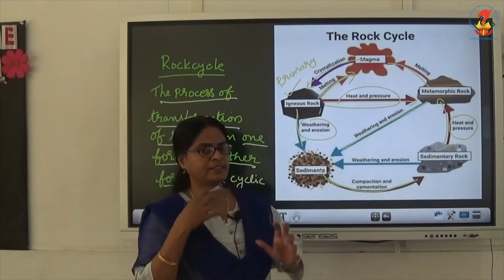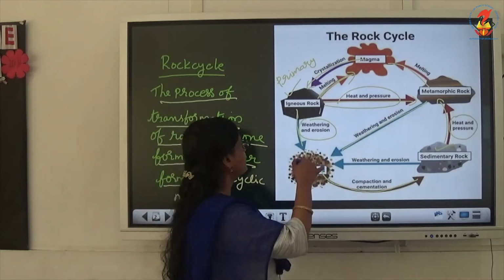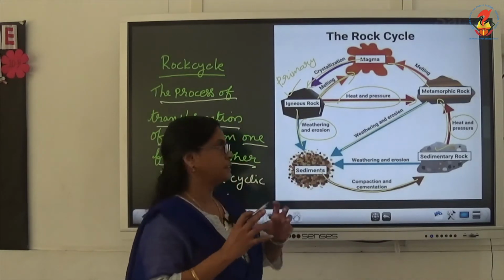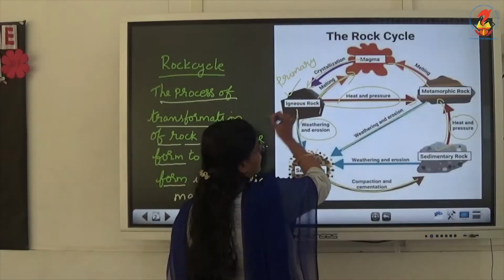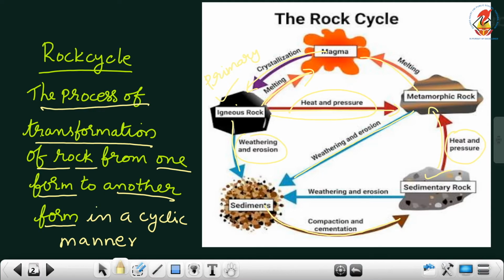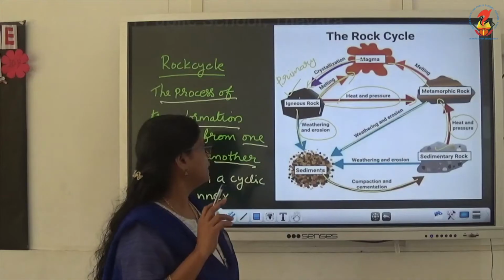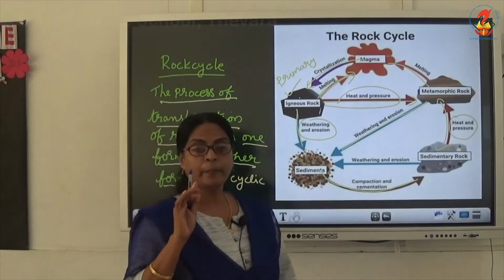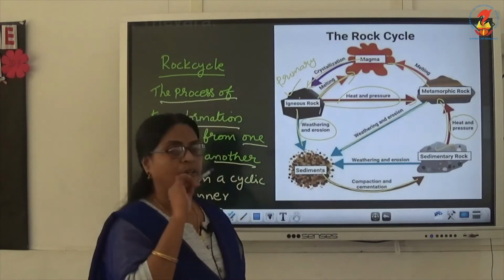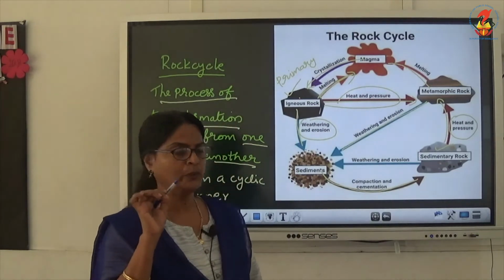So this is like a chain. Children, you can see the chain over there, all are connected. This is the primary rock, because it is the basis for the other two forms of rocks, the sedimentary rocks and the metamorphic rocks. Is that clear to you, children? This rock cycle is clear to you? Okay.